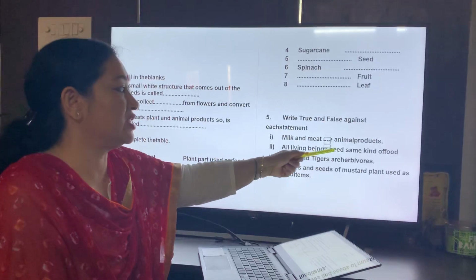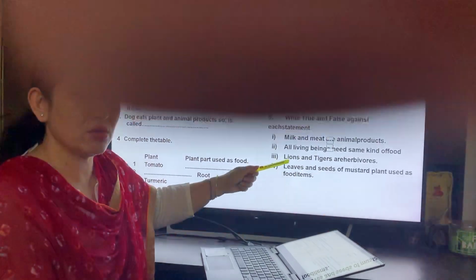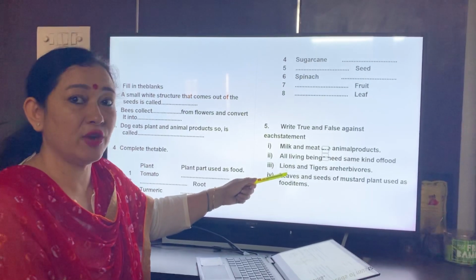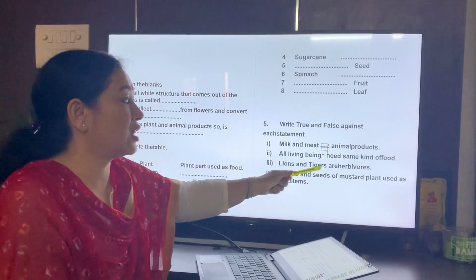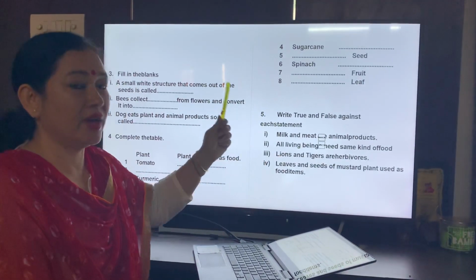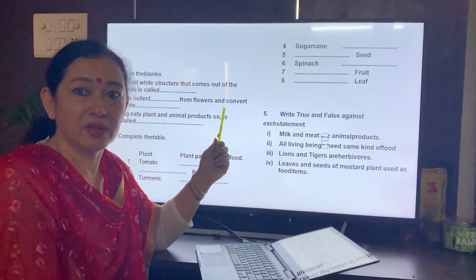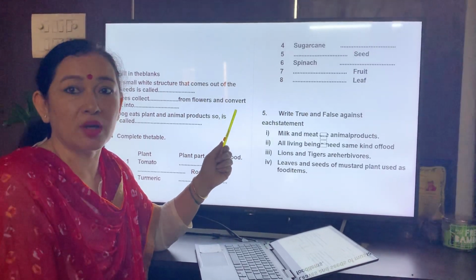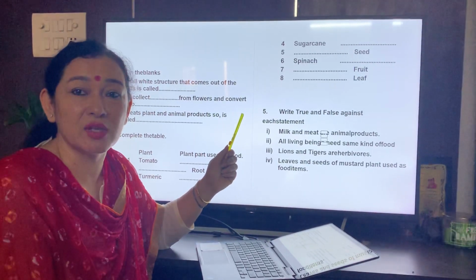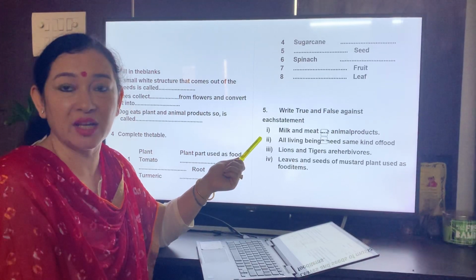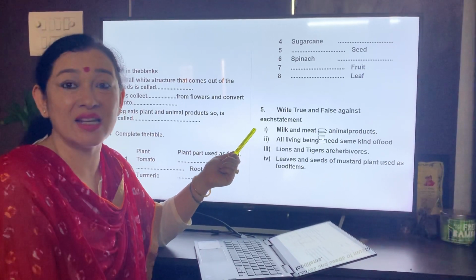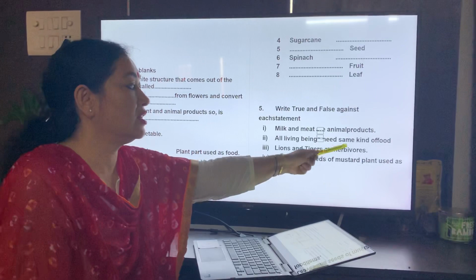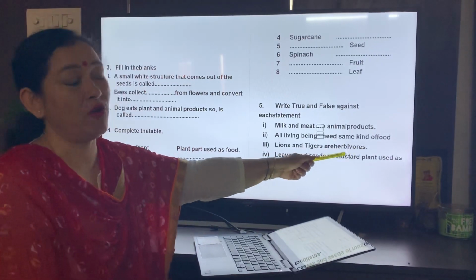All living beings need same kind of food. Do you think so that all living beings need same kind of food? Lions and tigers are herbivores. We read in the previous chapter that lions and tigers are what? They are flesh-eating animals. So what do we call flesh-eating animals? Please write that. That is the right answer. This is wrong, which means it is false.